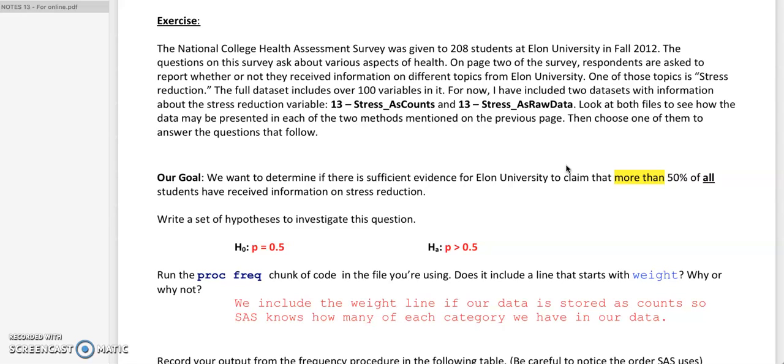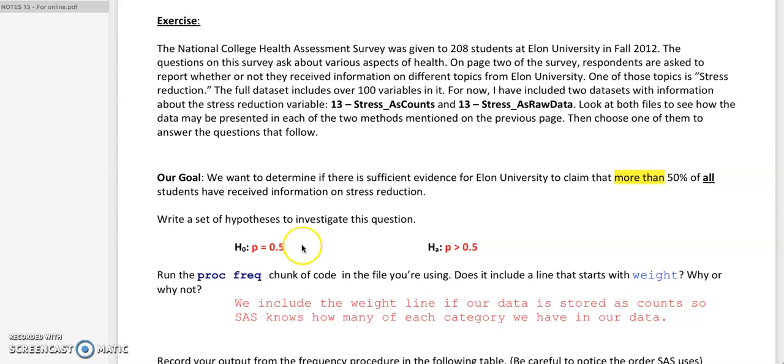But for now, we're just going to focus on one of those variables, which was a question where students were asked if they had received information about stress reduction. And I've got two files on SAS On Demand, one that shows you what the data set looks like as counts, and one that shows you what the data set looks like as raw data. And our goal is going to be to determine if there is enough evidence for Elon to claim that more than 50% of all students have received information on stress reduction.